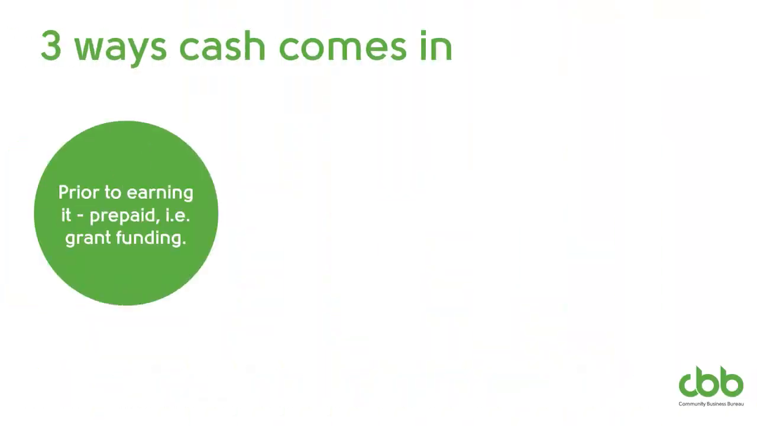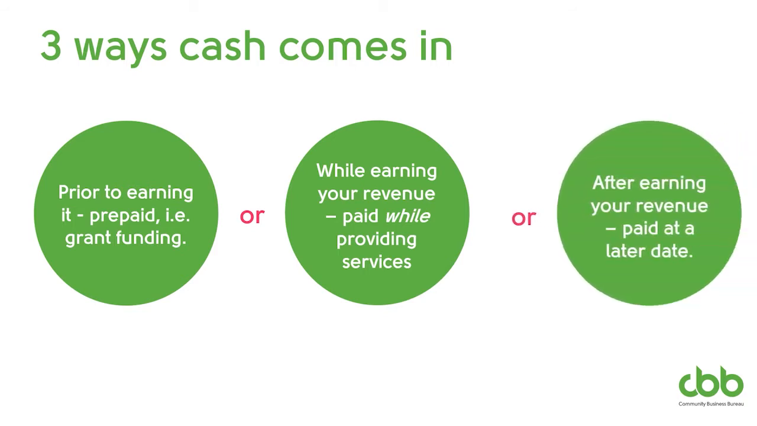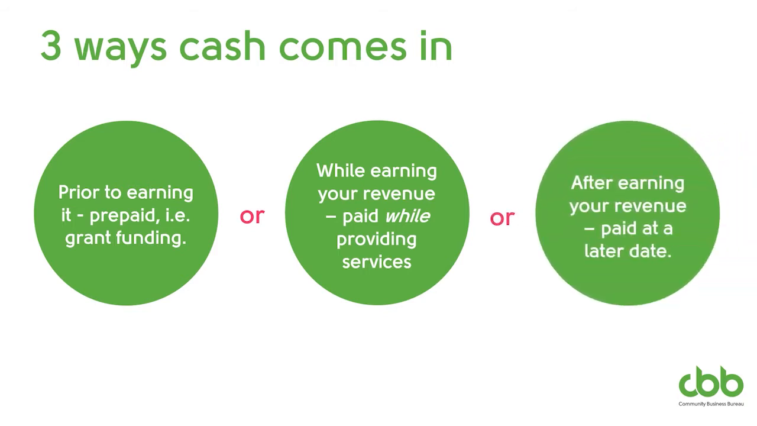Grants can result in spiky or lumpy cash flow that can be misleading if the incoming payment needs to cover your expenses for, say, the next 3, 6 or even 12 months. Secondly, you might get paid at the same time as earning your revenue, and that's where you're paid for the service or product that you provide at the same time you provide that service. Third, you might get paid after earning your revenue, and that's where you provide the service and are paid at a later date. For example, sending out an invoice that might be paid 7, 14 or 30 days after providing your service.